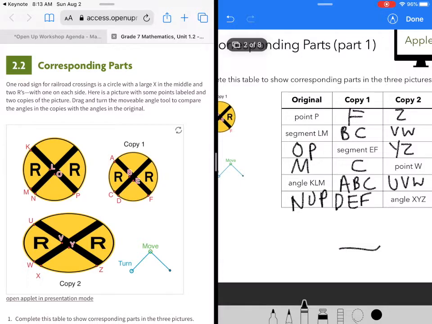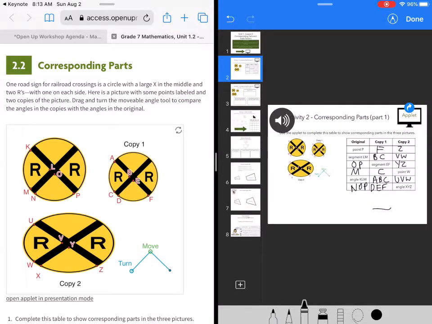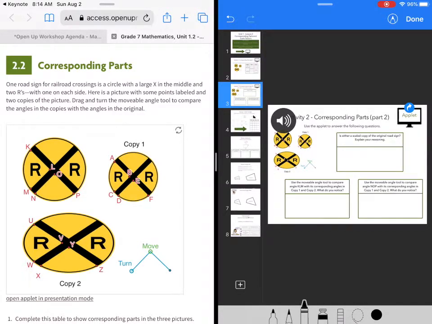So angles are labeled with 3 letters. Line segments are labeled with 2. So I've completed the table, which is what they asked me to do. Now I can see in my thumbnails that there's another part to this. So now it says, use the applet to answer the corresponding questions.